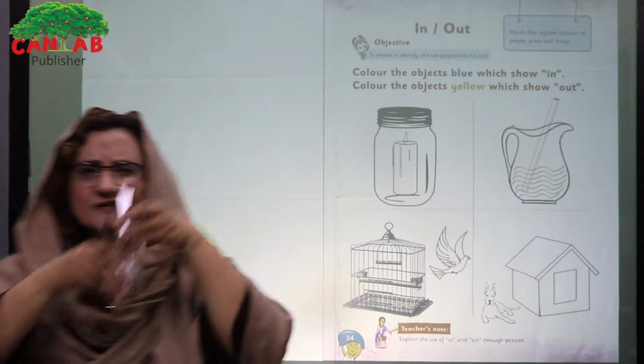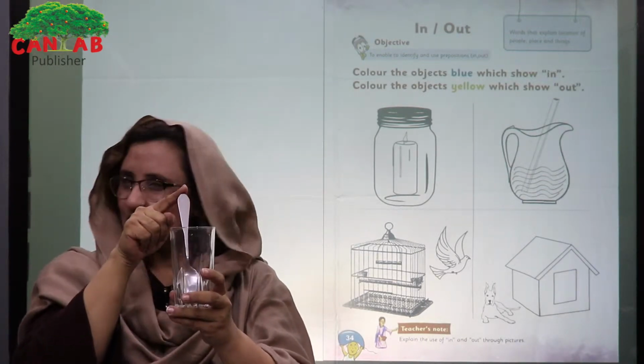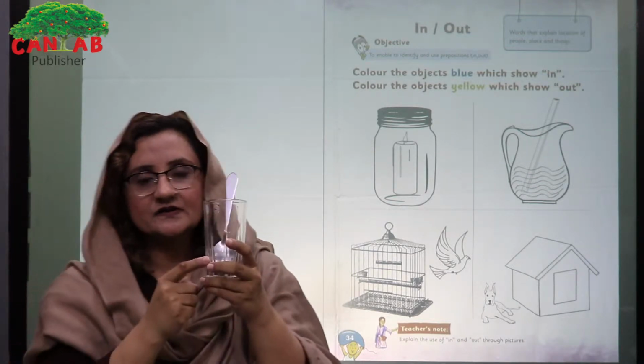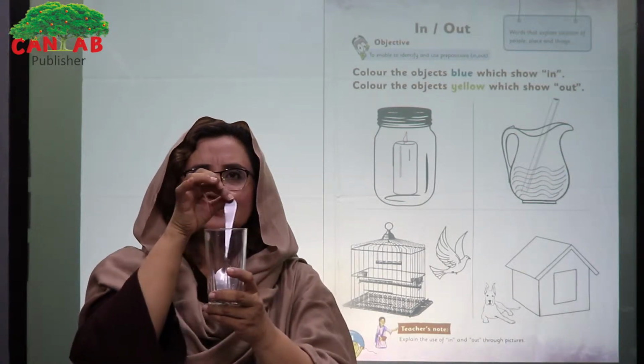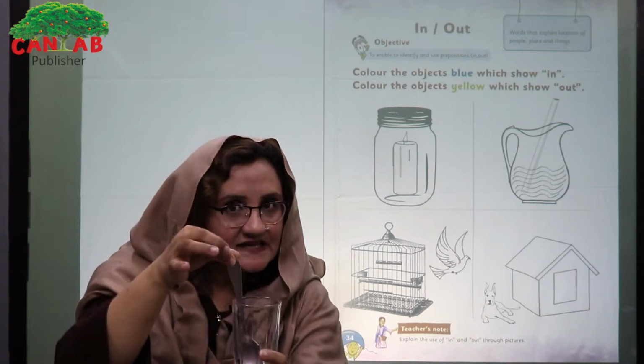Student, look at here. What is this? A spoon. Very good. And what is this? A glass. Good. Now student, where is the spoon? The spoon is in the glass.